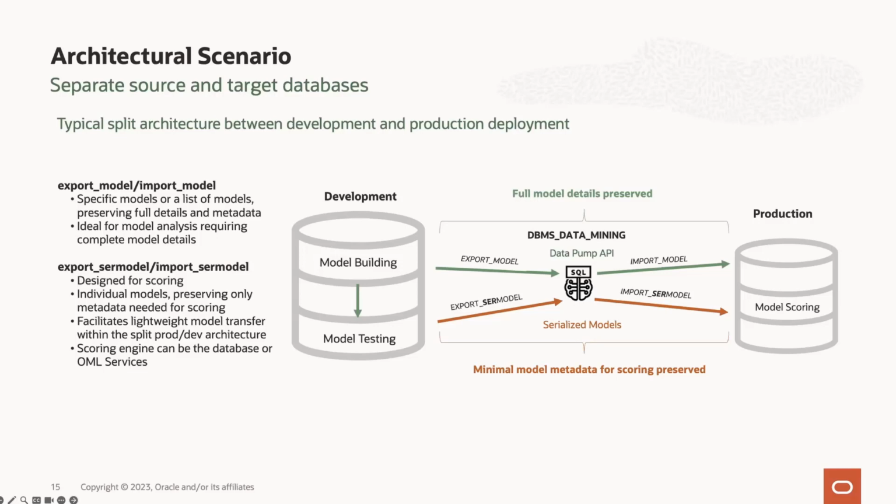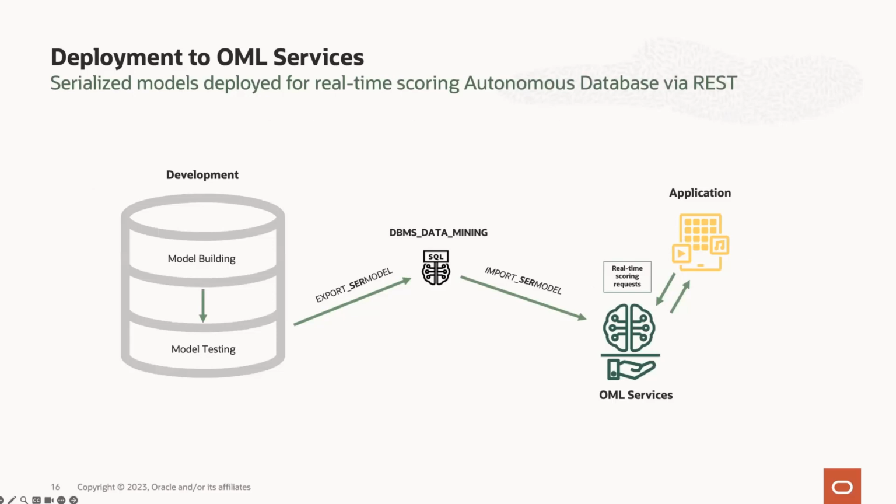In the following architecture slide, this is an example of a real-time scoring architecture where we build and test a model in either Autonomous Database or Oracle Database and then deploy it to OML services for scoring. In this case, we need the model in the serialized format. OML services provides the REST endpoints hosted on Autonomous Database, and these endpoints allow you to store OML models and create scoring endpoints. The REST API for OML services supports both OML models and ONNX model formats, as well as enabling cognitive text functionality.